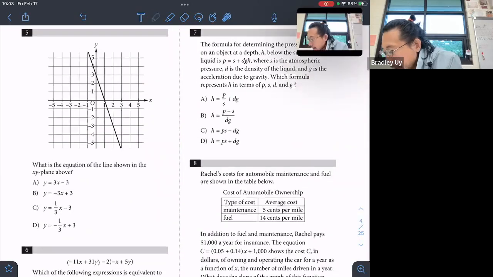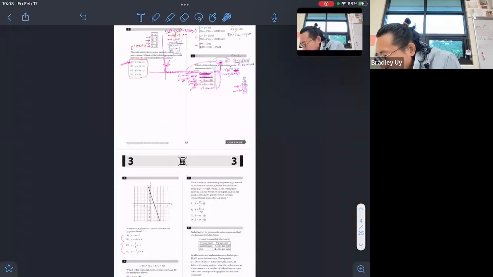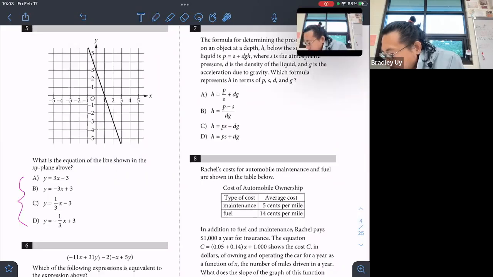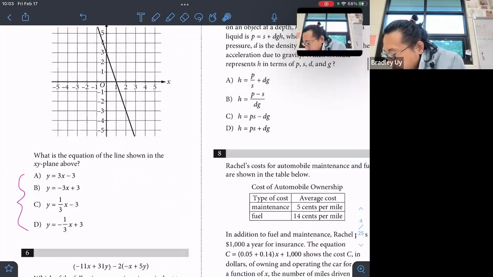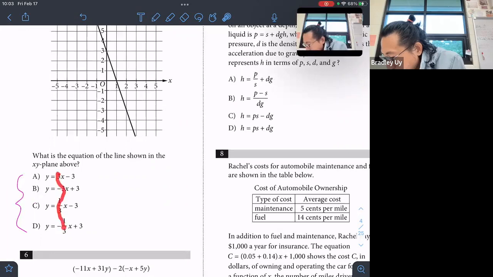Number 5. You have a graph, so the idea is you need to match it with the right equation. Similar to number 2 that I discussed, these can be written in slope-intercept form. They are all in slope-intercept form, and this is the intercept. What intercept? The y-intercept. If you look at the graph, you see that the y-intercept is 3. That eliminates A and C, and that leaves you possibly B and D.